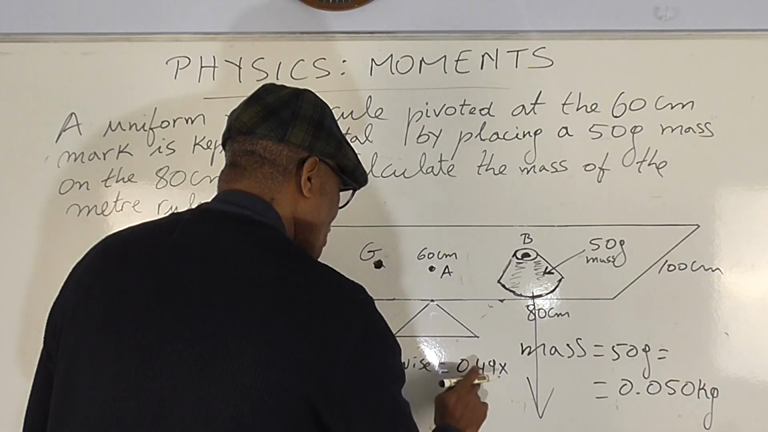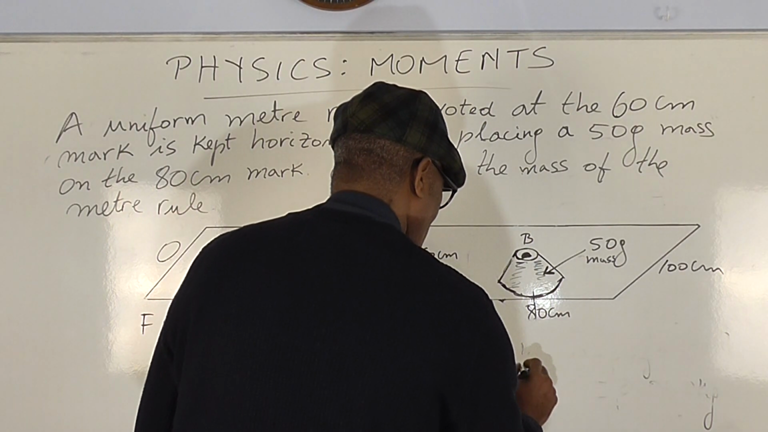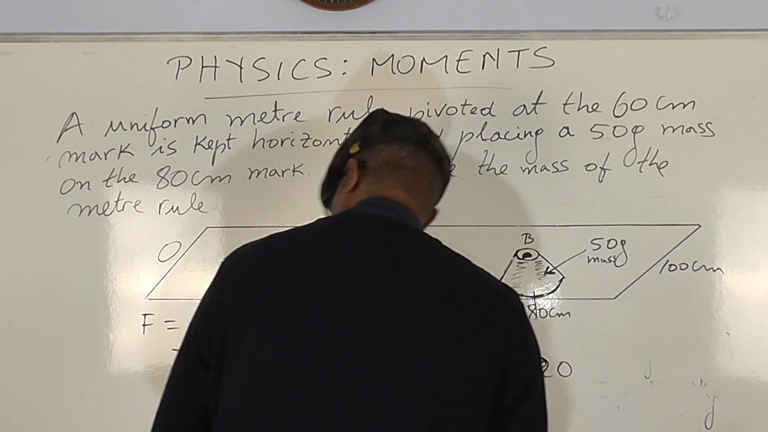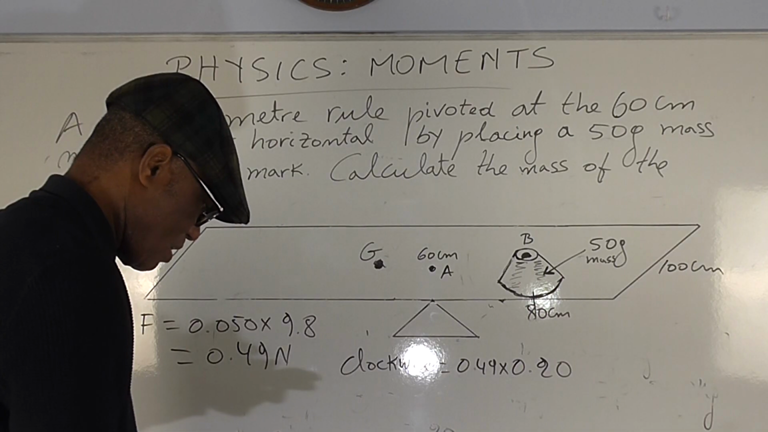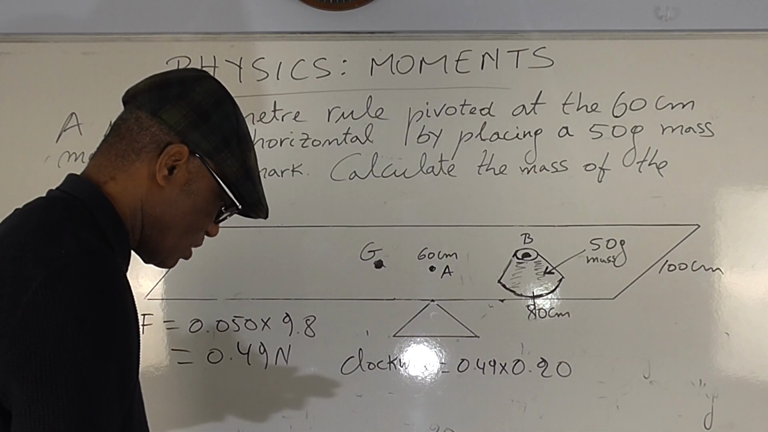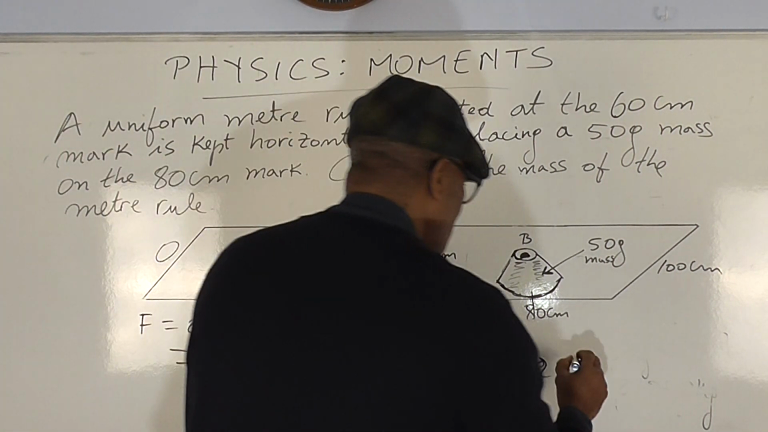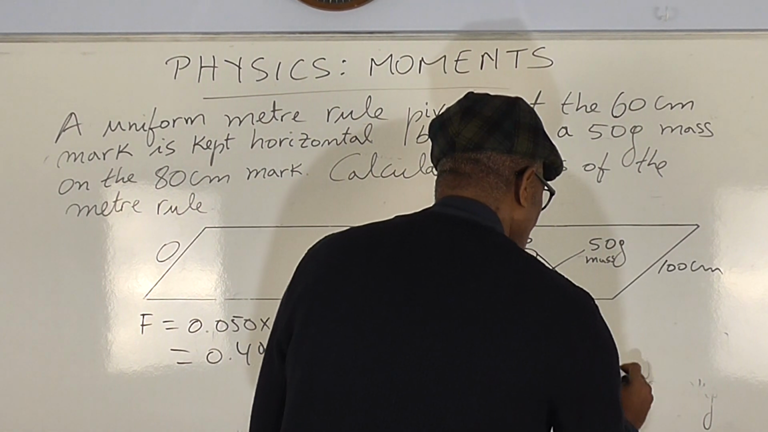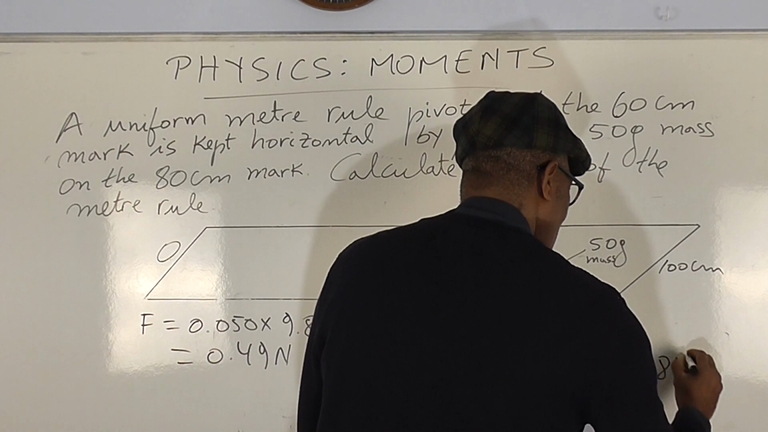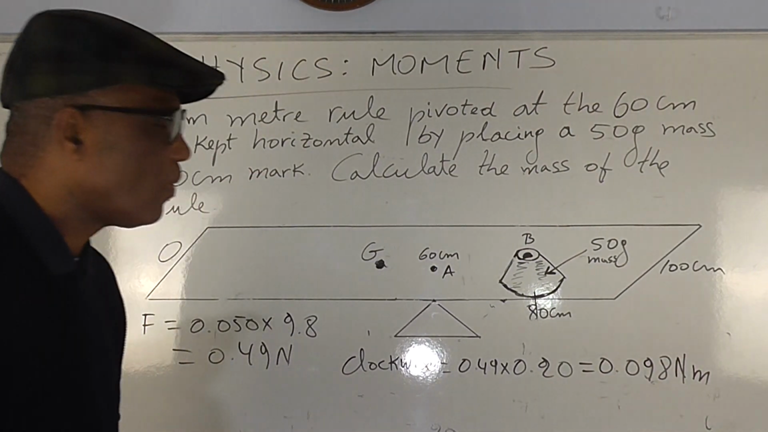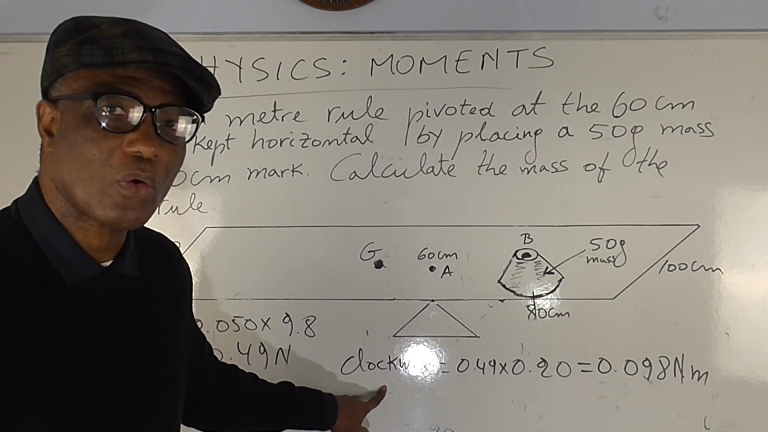So the clockwise moment will be 0.49 multiplied by 0.20, which gives 0.098 Newton meter. So this is the clockwise moment.